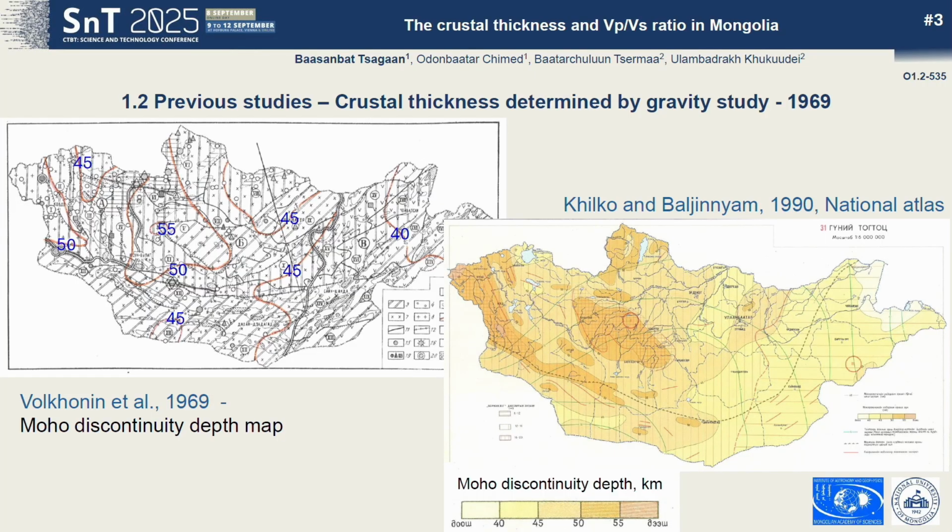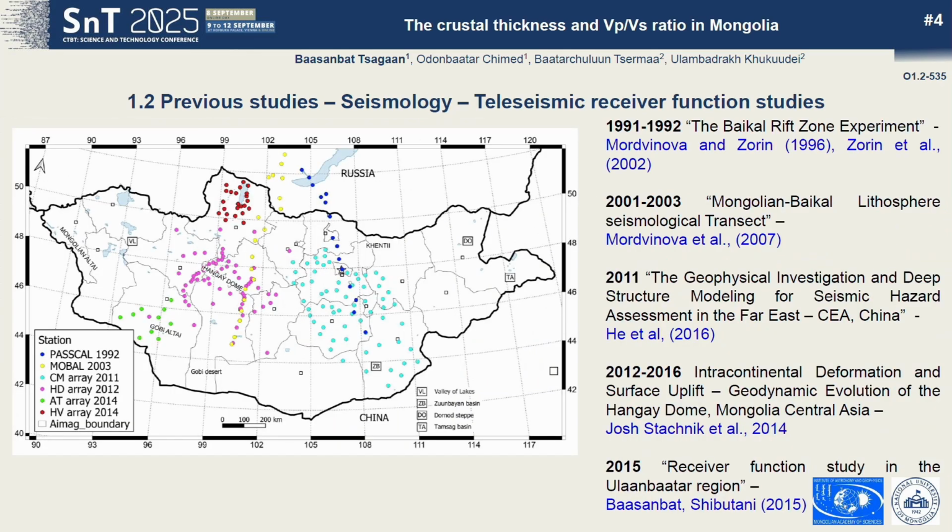In this slide, you see the previous studies done by Russian scientists in Mongolia. In the early 1960s, Russian scientists studied crustal thickness and the Mohorovicic discontinuity beneath Mongolia using gravity data. According to the results, crustal thickness beneath Mongolia thickens from east to west, reaching 40 to 55 kilometers. Based on this gravity study, Hilko and Balchinum later created a map of the Mohorovicic discontinuity beneath Mongolia.